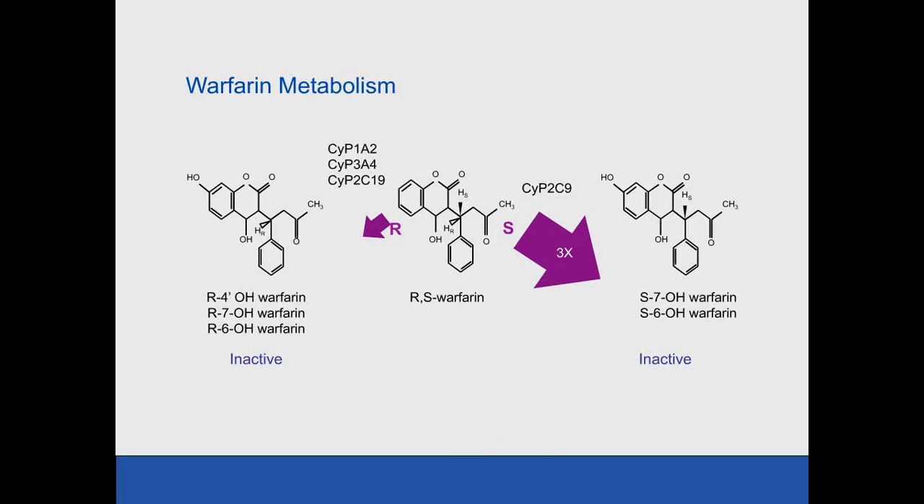Let's consider warfarin metabolism for just a moment. The S isomer of warfarin is metabolized by cytochrome P450 2C9. It's metabolized to 7 and 6-hydroxywarfarin metabolites that are inactive. The R-warfarin isomer is metabolized by different enzymes, cytochrome P450 1A2, 3A4, and 2C19, to the 4, 7, and 6-hydroxywarfarin, and those are inactive. The rate of metabolism of R-warfarin is approximately 3 times slower than the metabolism of S-warfarin. So there is a difference in terms of how the isomers are metabolized.